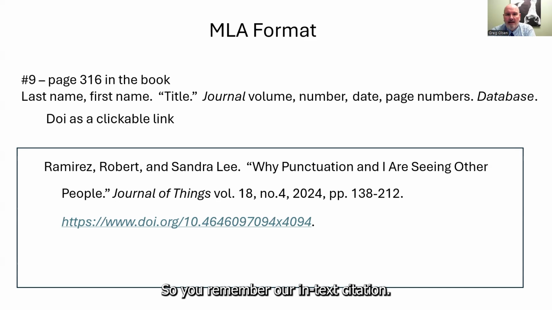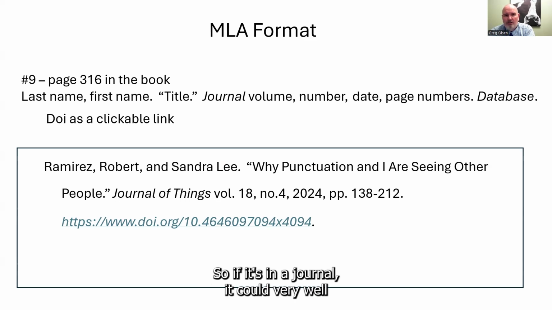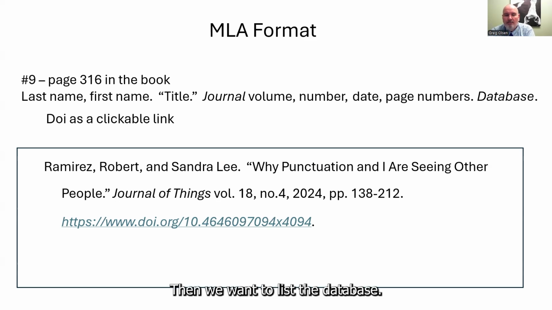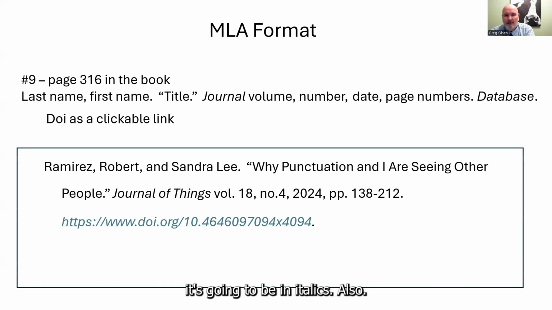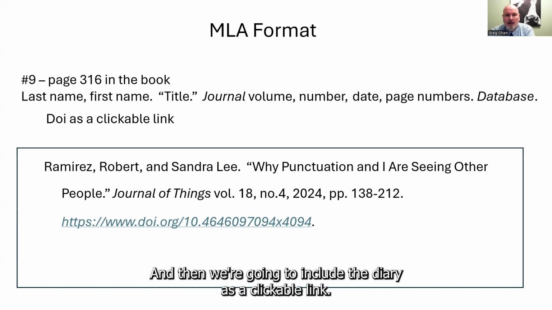So you remember on our in-text citation, we listed the page where we found the quote or the material we're paraphrasing. Here we're giving the full page range. So if it's in a journal, it could very well be pages 280 to 294. Okay, so we want to put that entire range of this article. Then we want to list the database, and because a database is kind of like a complete work, it's going to be in italics also. And then we're going to include the DOI as a clickable link.